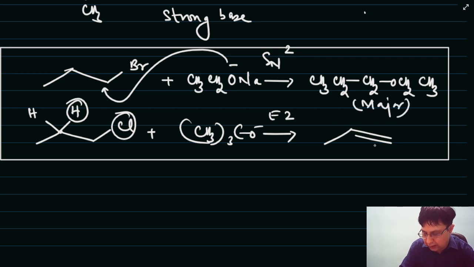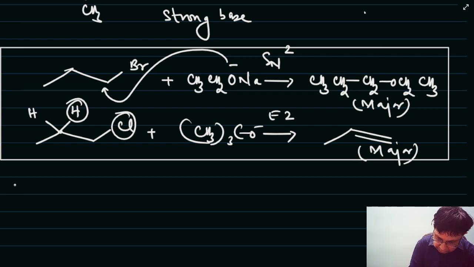In the second reaction, it is alkene that is the major product. So 1 degree halide, I repeat, 1 degree halide will form the product by SN2 predominantly. But in the presence of a strong sterically hindered base, the formation of the elimination product will take place in this case.